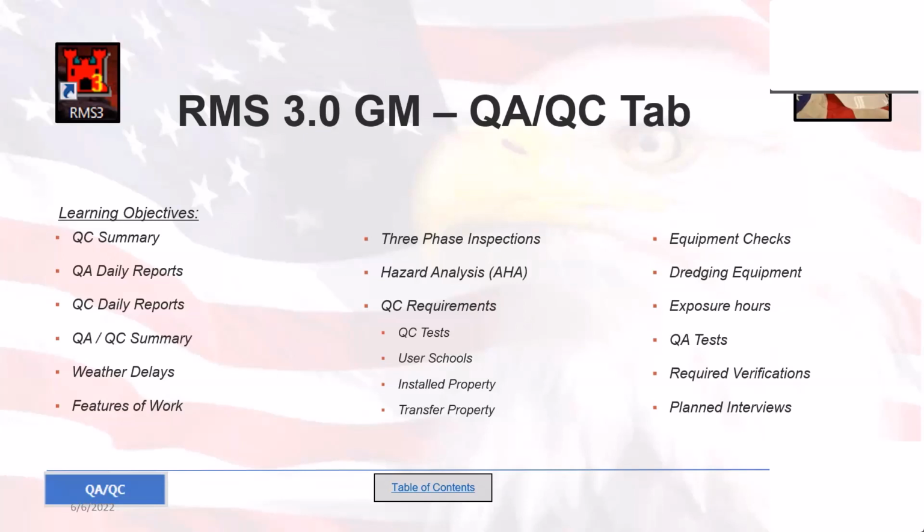Equipment checks. This section is typically used to log and track inspection dates and usage of equipment on site. Dredging equipment, if applicable to the contract, which includes dredging, uses this section to log and track all the hours and time on their dredging equipment. And then exposure hours is the section where the contractor records and submits monthly exposure hours.